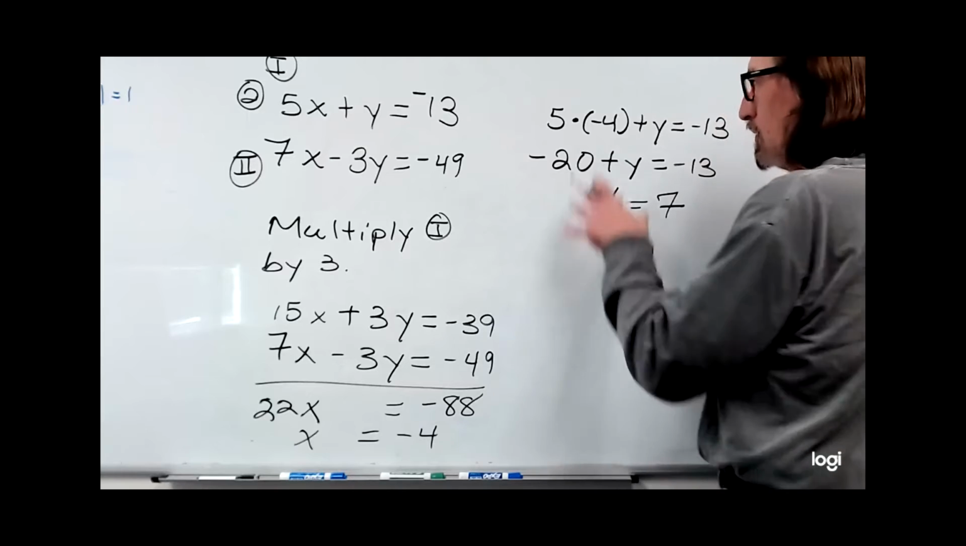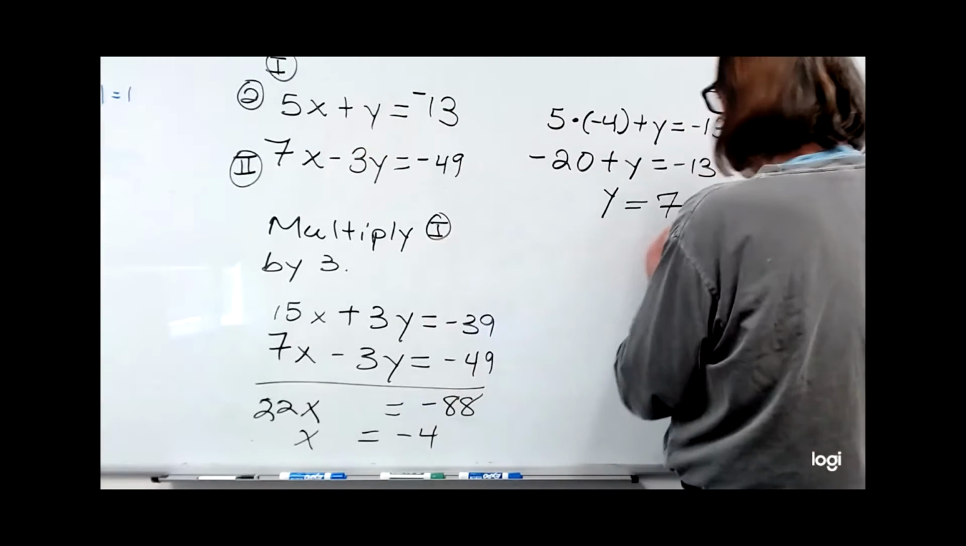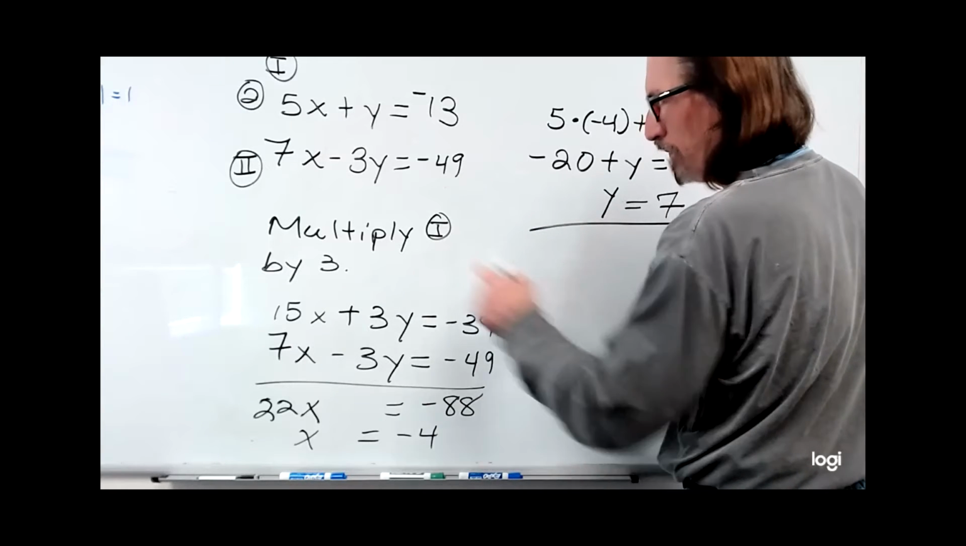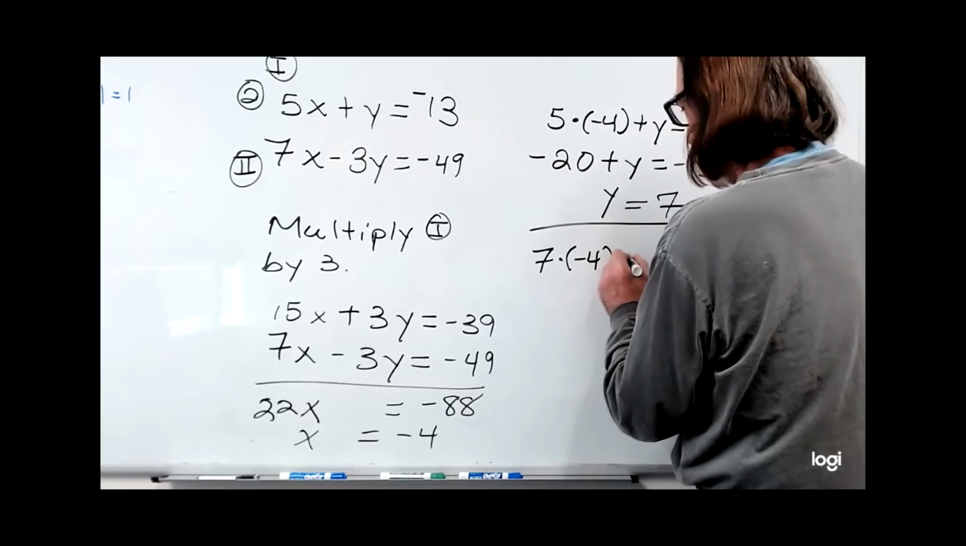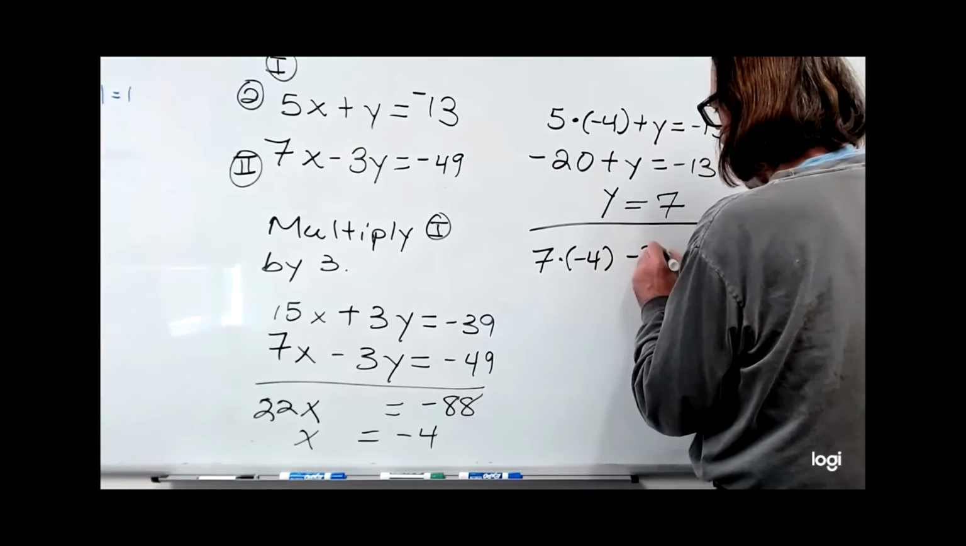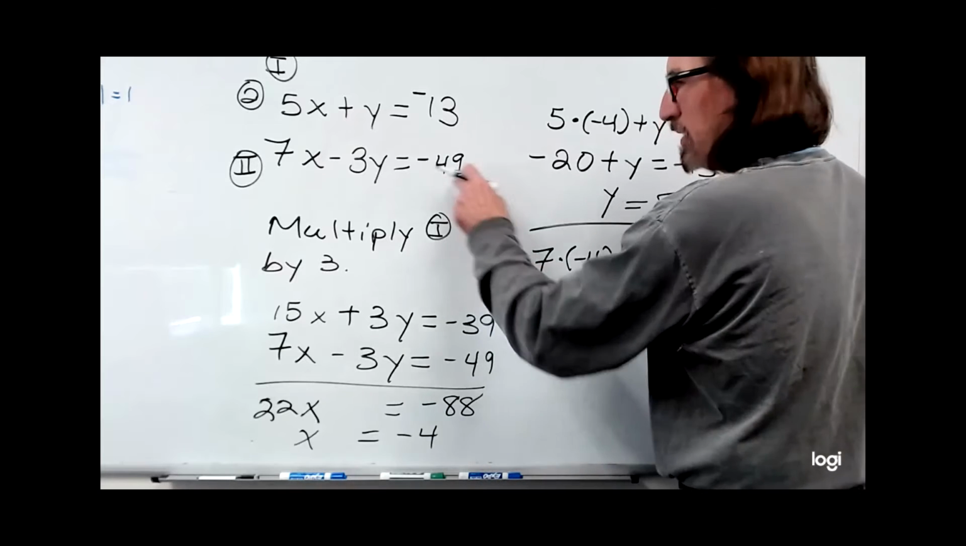And since I got that from equation 1, I will plug both into equation 2 to do a check. 7 times negative 4 minus 3 times 7. I want that to be negative 49.